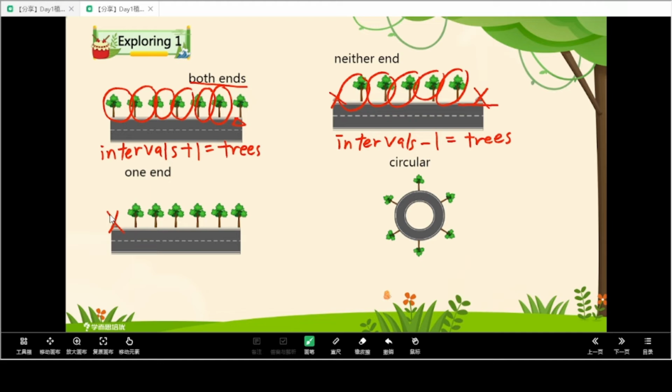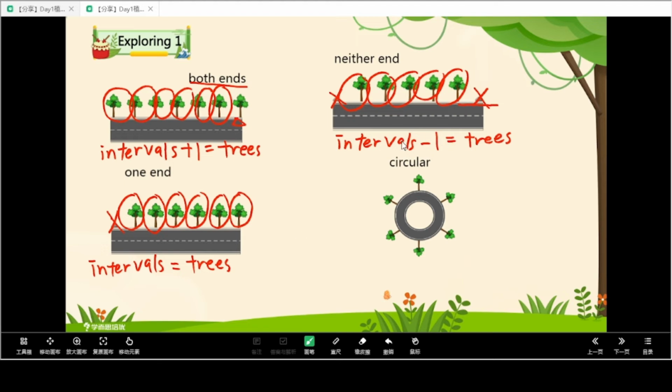And if a tree is planted on only one end, that means here is no tree. So how many trees are there? 6 trees. And how many intervals? 6 intervals. So we use our packaging method to see 1, 2, 3, 4, 5, and 6. Is anyone left behind? No. So what conclusion can we make? Yes, we can say the number of intervals equals the number of trees.